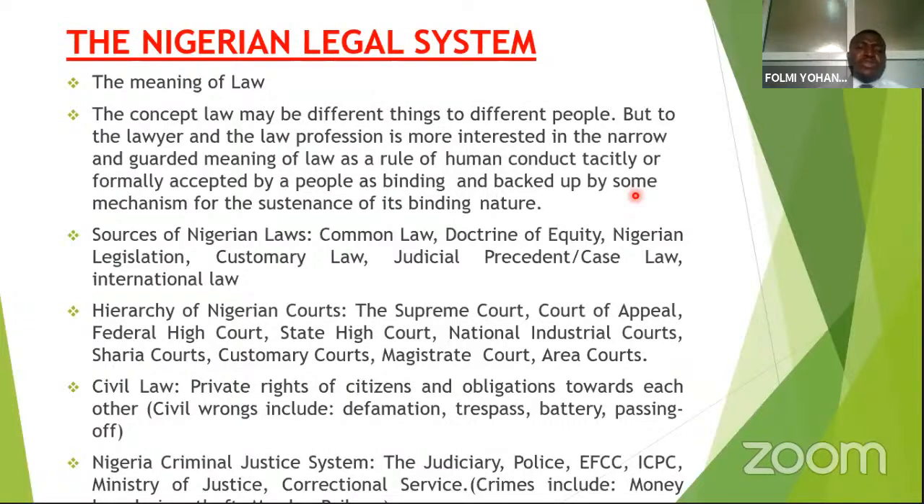Then we move to sources of Nigerian laws. The laws in Nigeria did not just fall from the sky. We got them either from Britain, or after independence when we started making our own laws, and some of our customary laws that are still in place. These are the sources of Nigerian law. So we're going to talk about common law first. Common law is part of the England law.